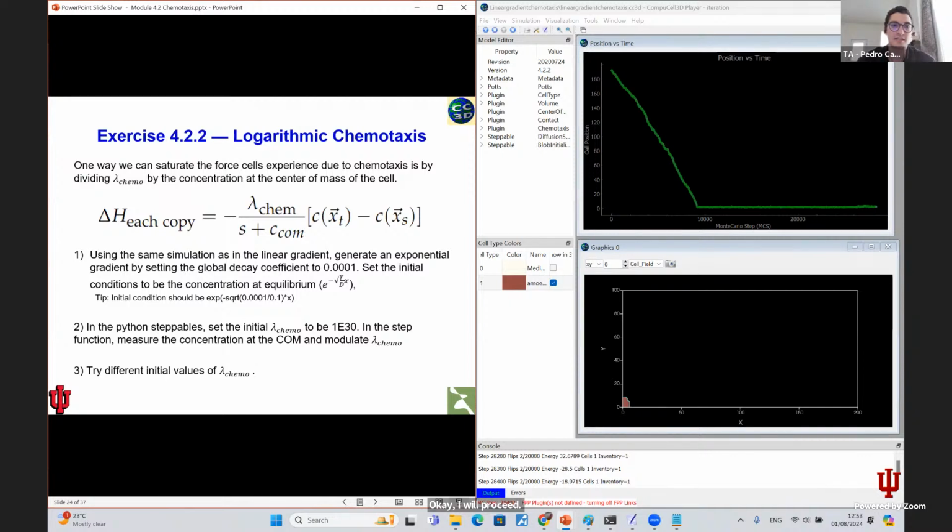So for this next exercise, what you want to do is update your lambda chemotaxis by dividing it by the concentration. So when you divide it by the concentration, it's as if the cell is calibrating its lambda chemotaxis based on the level of chemical in the field. So if the level is very low, the response will be very high because it's trying to balance the lack of signal. And if the concentration is very, very high, it's going to lower the response to the signal because the signal is very, very steep.